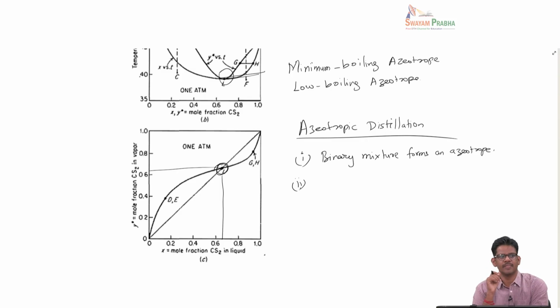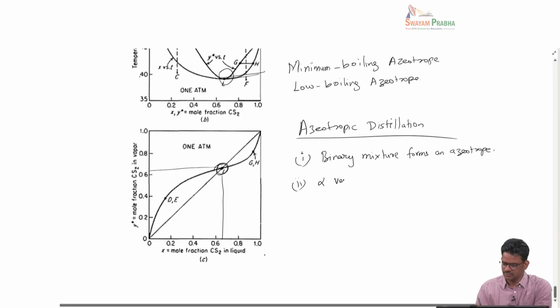If you don't do anything about it, your distillation will be limited by the azeotropic point. You can't push that purity any further. But a design requirement may say that we want 99% pure or 95% pure, so we need to have some strategy. One strategy is this kind of azeotropic distillation, where we want to separate a mixture that inherently forms an azeotrope. There are other scenarios where you may have alpha very low.